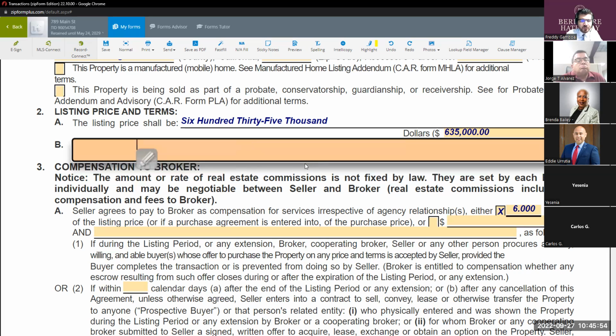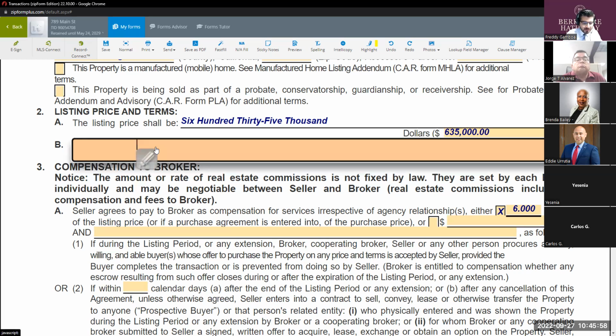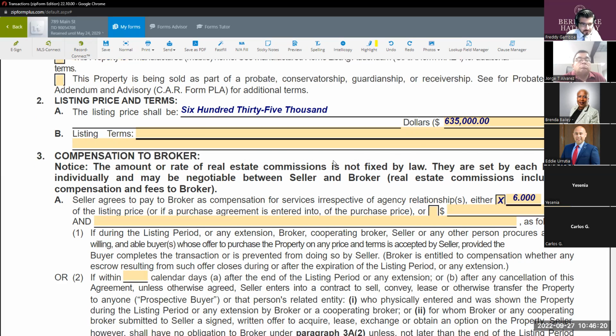So again, that's your listing term. Right here, we don't put that the seller needs to find a replacement property. We don't put that it's only going to be conventional or FHA, none of that. This is based only on the terms of the entire listing itself, on any changes or modifications to the listing itself. So let's move on.